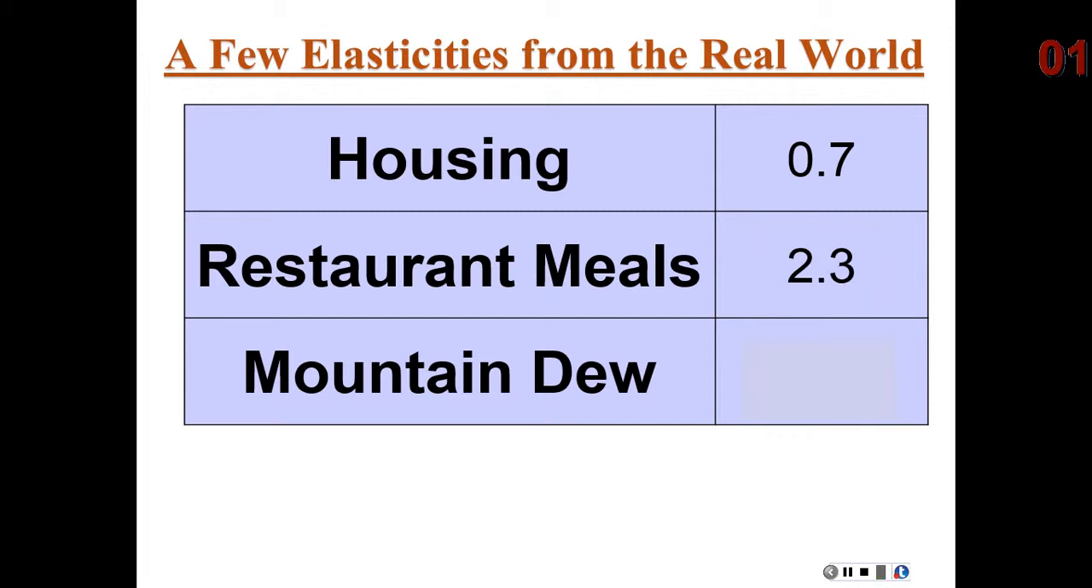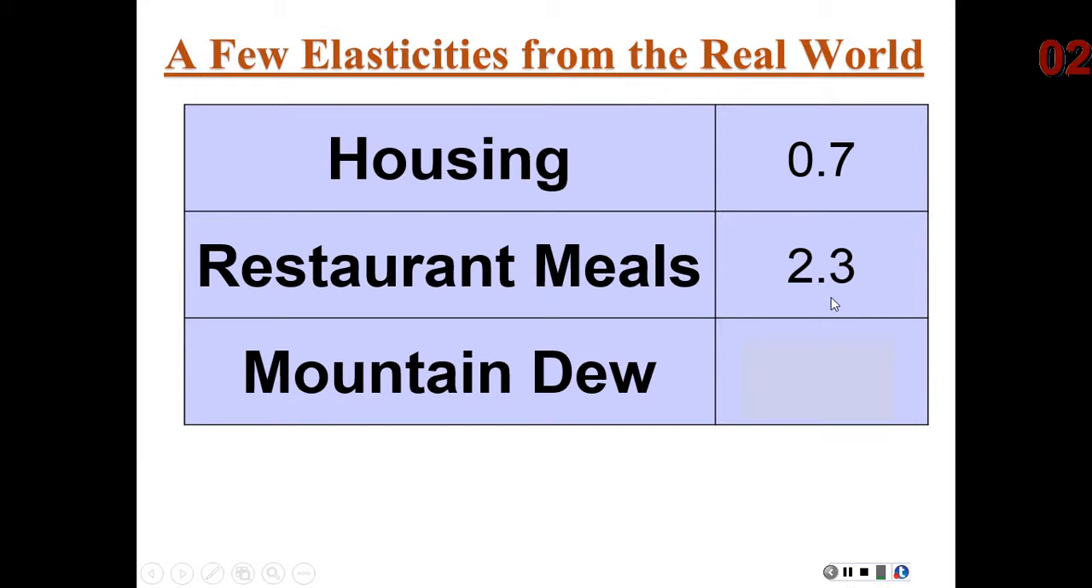What about restaurant meals? Well, it's 2.3. That's quite a bit more elastic, right? Any elasticity greater than 1 is elastic, which means buyers are somewhat sensitive to price changes. So as restaurant meals go up in price, we would expect there to be a decent reduction in quantity demanded. In fact, what this number is telling us is that a 10% increase in price would lead to a 23% reduction in quantity demanded. That's what that 2.3 means.